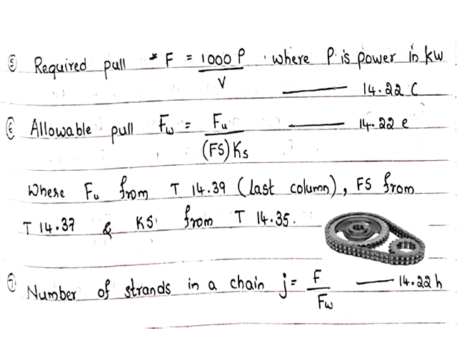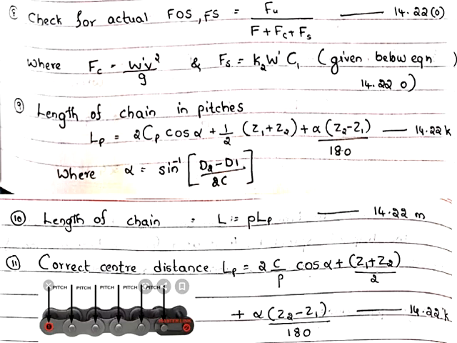Step number 8. Calculate the actual factor of safety using equation number 14.22o. Fu by F plus Fc plus Fs. Here Fc is W dash V square by g, and Fs is given by K2 W dash C1. These two equations are given below equation number 14.22o. Fu value is the ultimate strength, and F is from step number 5.